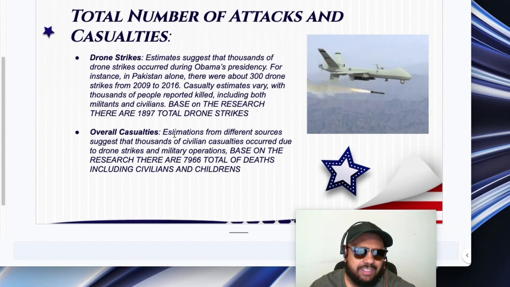Overall casualty estimations from different sources suggest that thousands of civilian casualties occurred due to drone strikes and military operations. Based on the research, there are 7,966 total deaths, including civilians and children. These are the drones that were authorized by Barack Obama, which most of the Muslims voted for at that time.